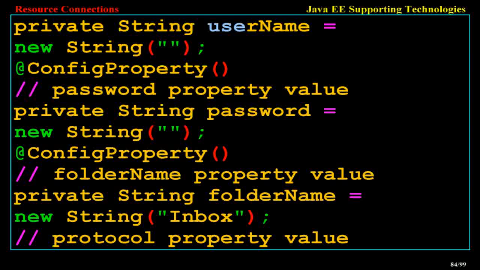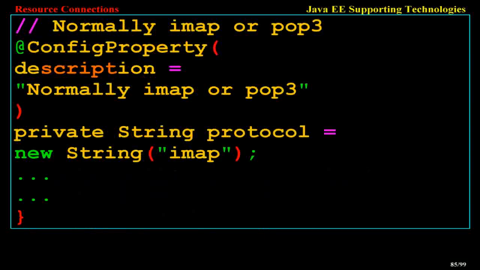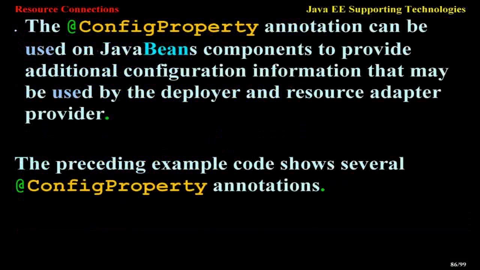Protocol property value, normally IMAP or POP3. @ConfigProperty(description = "normally IMAP or POP3") private String protocol = new String("IMAP"). The ConfigProperty annotation can be used on JavaBeans components to provide additional configuration information that may be used by the deployer and resource adapter provider. The preceding example code shows several ConfigProperty annotations.